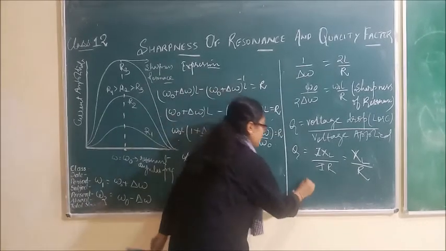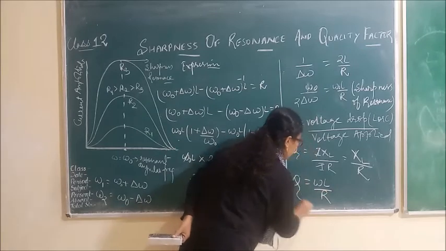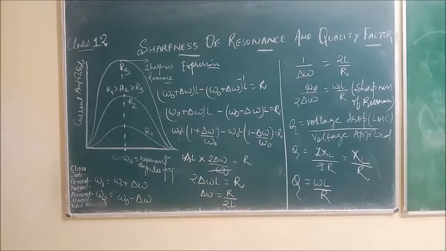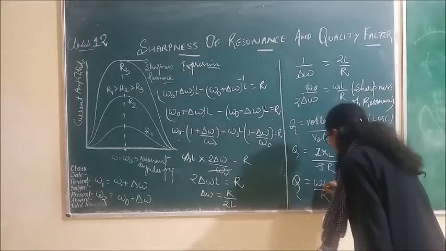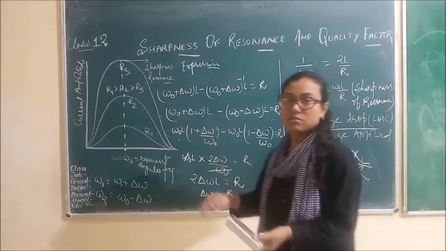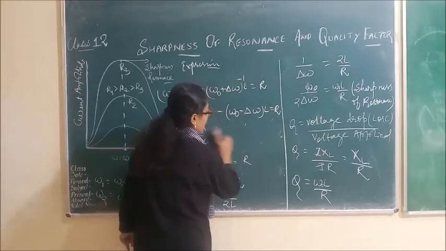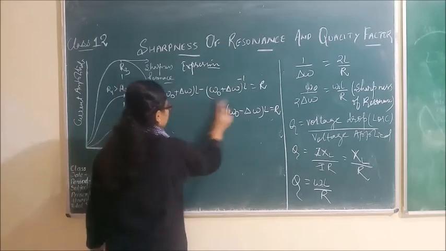You know XL is equals to omega L. So this Q is equals to omega L by R, and this omega is actually a resonant angular frequency. ये सारा कुछ हमको resonant angular frequency पे ऑब्जेक्ट हो रहा है. Again इसको रब करना पड़ेगा. This is actually getting at the resonant frequency.